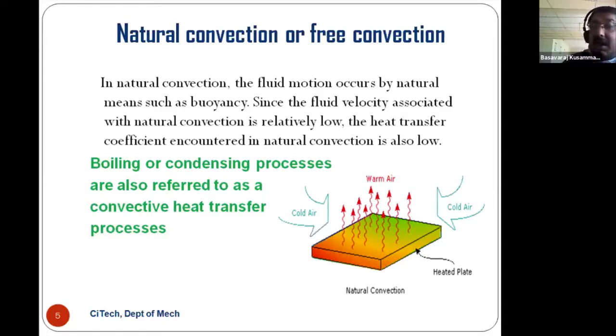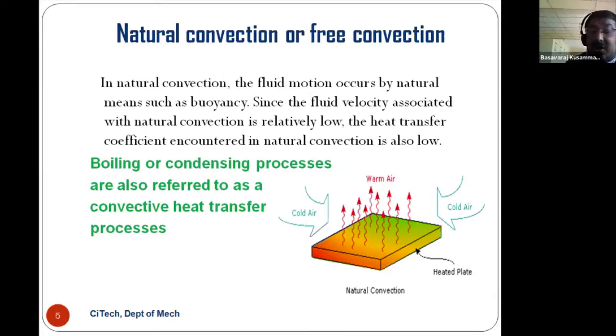We can call that buoyancy, since the fluid velocity associated with natural convection is relatively low. Understand? The heat transfer coefficient encountered in natural convection is also low. What is the heat transfer coefficient? h, which also comes into the picture in natural convection, is also low. Understand? Okay, that's the important point here.